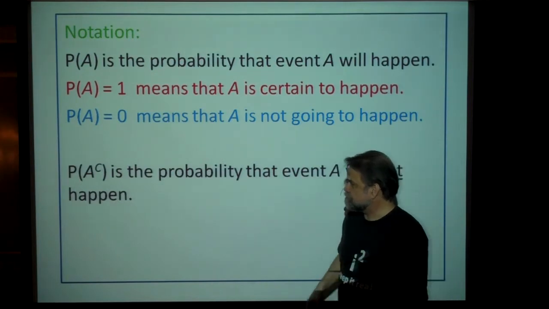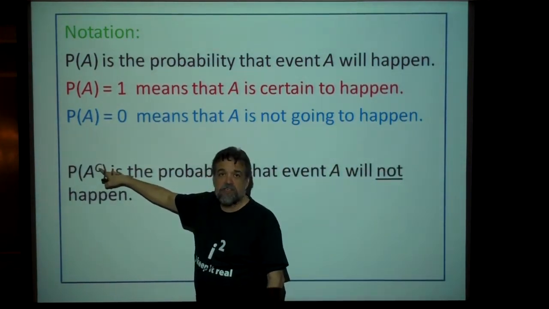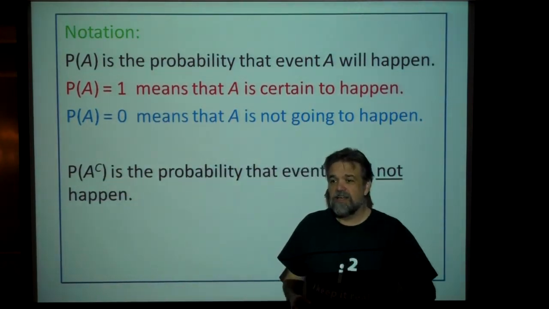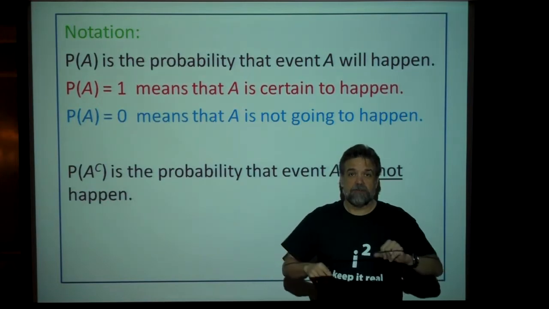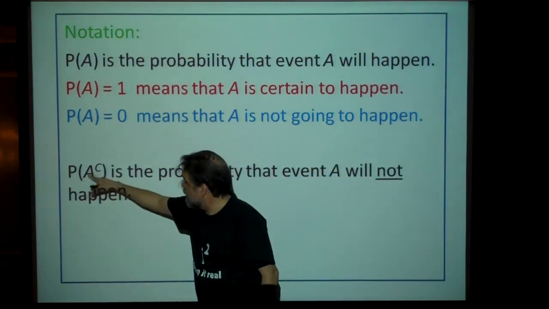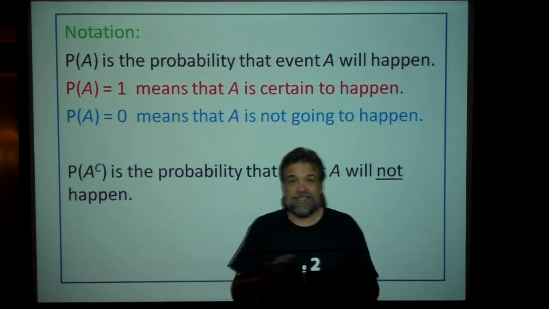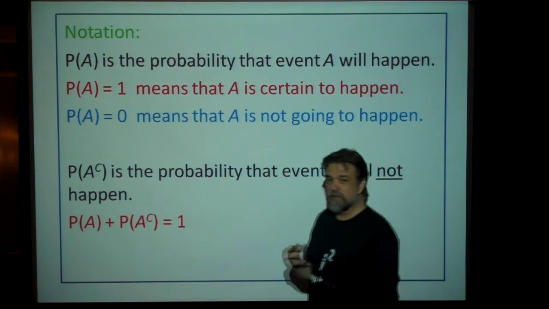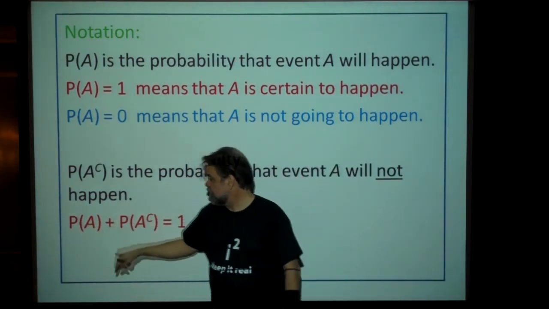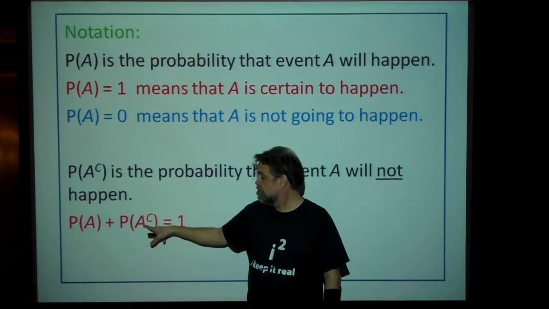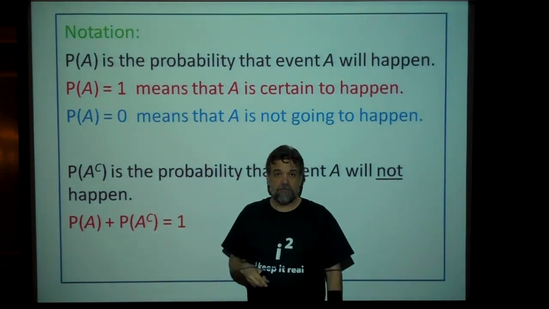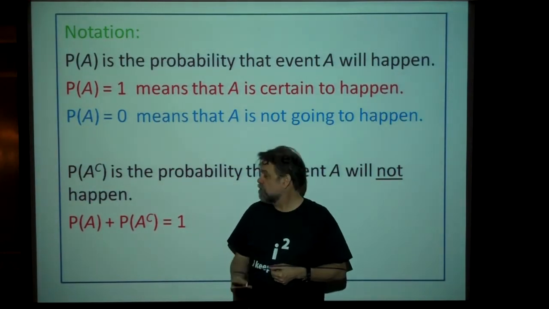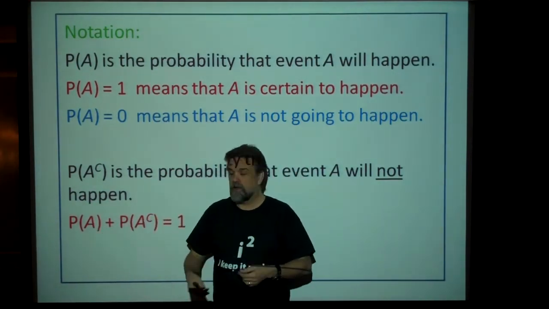Also want to mention, if you put this little superscript C here, this means the complement of A. What's the complement of A? The complement is A not happening. Okay, that's what it is. So the probability of the complement of A means, what's the probability that A is not going to happen? Okay, that event A is not going to occur. And if you think about it, the probability of A occurring plus the probability of A not occurring has to be 1, okay? If there's a 70% chance it's going to rain tomorrow, that means there's a 30% chance it's not going to rain tomorrow. A might be it's going to rain, okay?